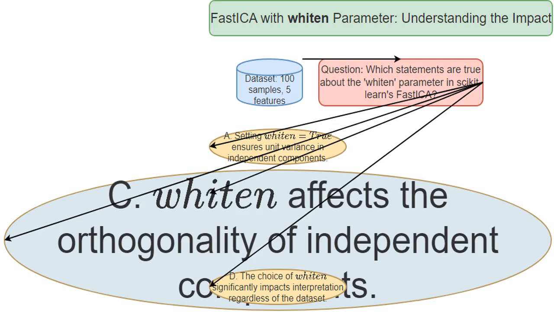I would say that while whitening might indirectly affect the orthogonality, meaning the independent components are uncorrelated, it's not its primary goal. FastICA's main goal is to find statistically independent components, not necessarily strictly orthogonal ones. It's important to understand that difference.